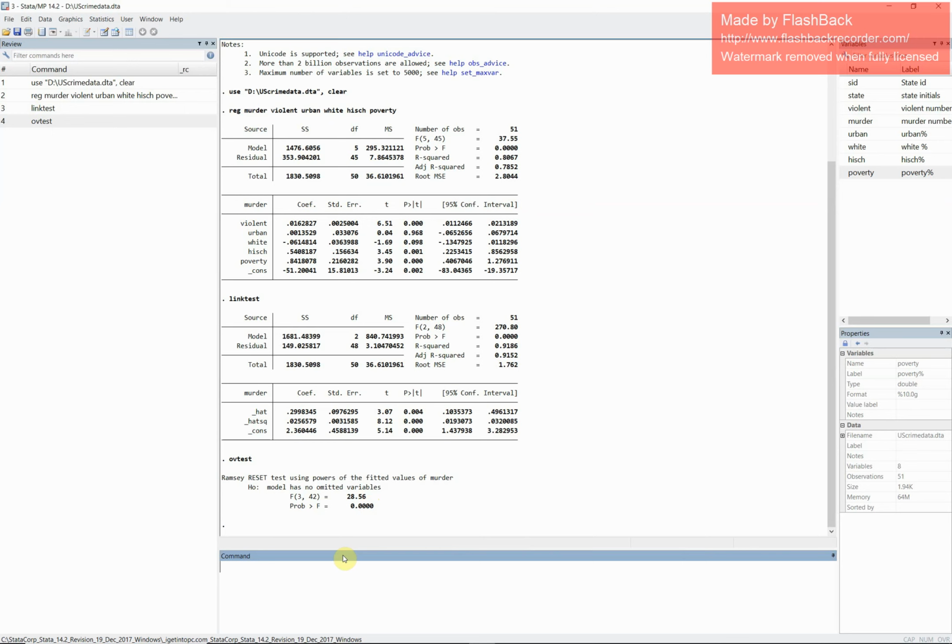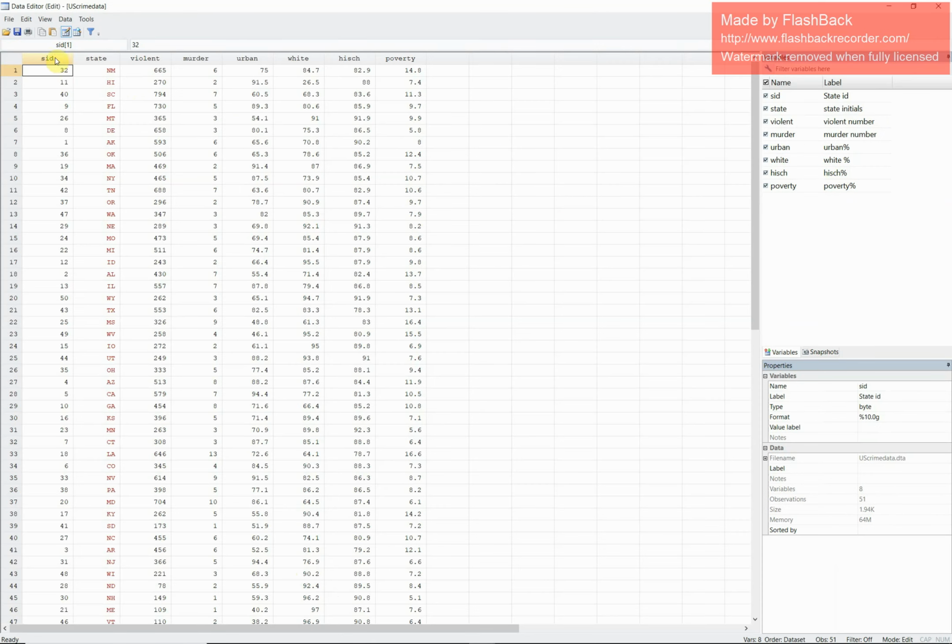If you have seen my earlier videos, in our regression model with the same data, we found that the model suffers from problems of non-normality and heteroscedasticity. Many times the solution lies in transforming variables. Now, if you observe our data, violent is numbers, murder is also numbers. You may observe that these numbers sometimes become very small.